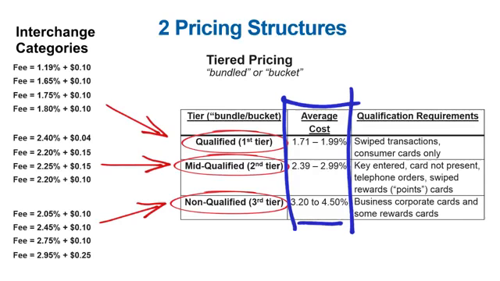What is considered to be a qualified transaction with provider A might fall into a mid-qualified transaction with provider B. Tier pricing sorts the hundreds of interchange categories, and each tier is priced high enough to cover the average of all of the rates and fees that fall under that tier.